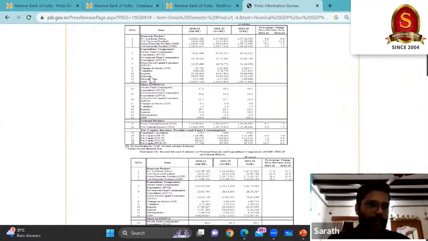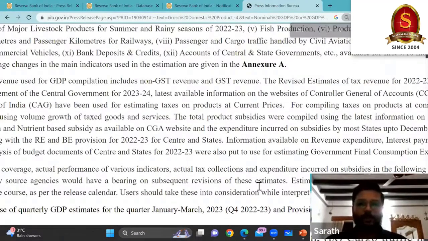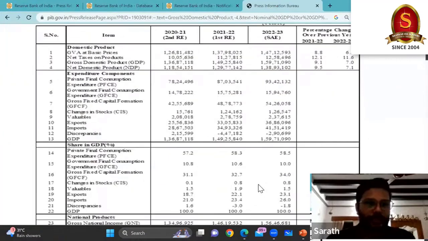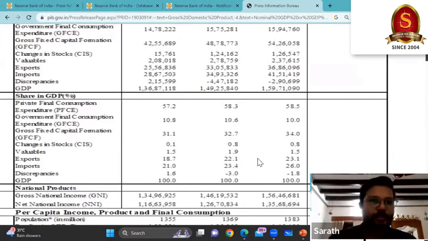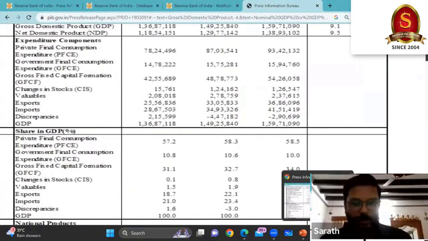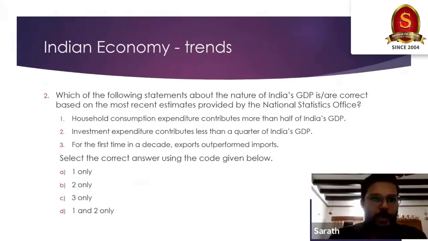Again, the same data, if you want, you can access it on your device, but I can point it out to you. Let me see if there is an option for me to zoom from here. Yeah. It's not very frequently that my technical skills work. Accidentally, it happened to work now, so good for me. Let's go back to the question. The question states: household consumption expenditure contributes more than half of India's GDP.